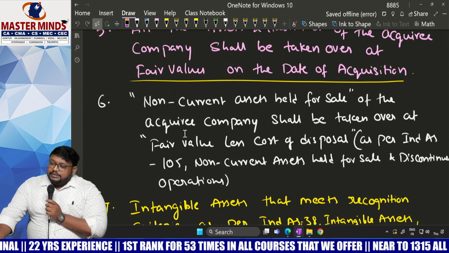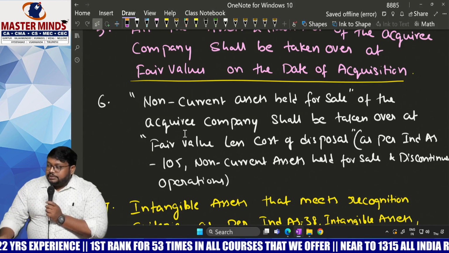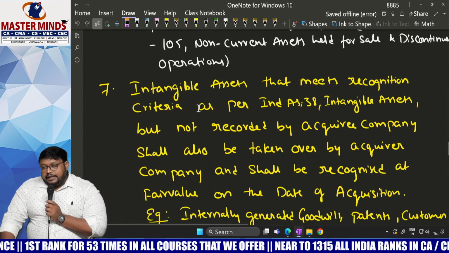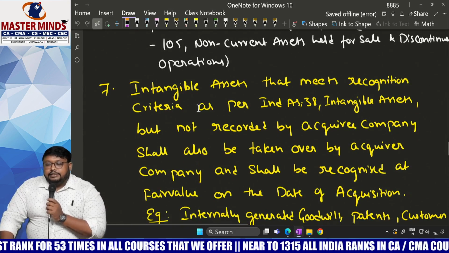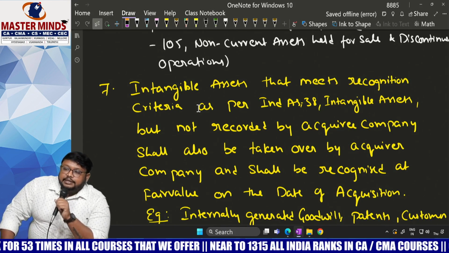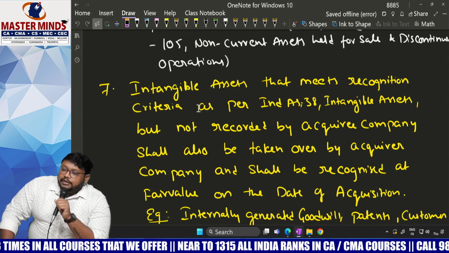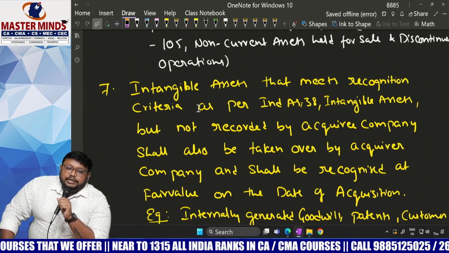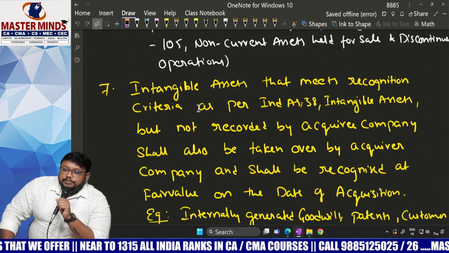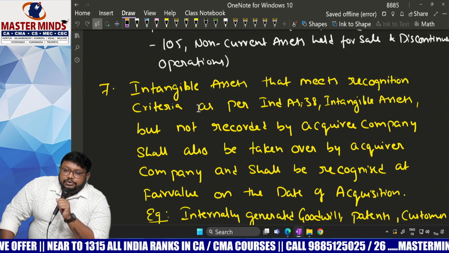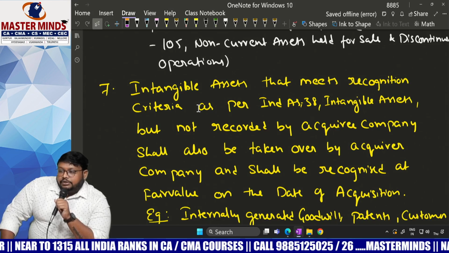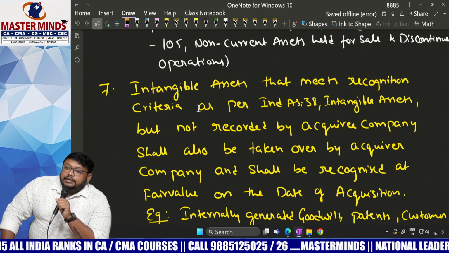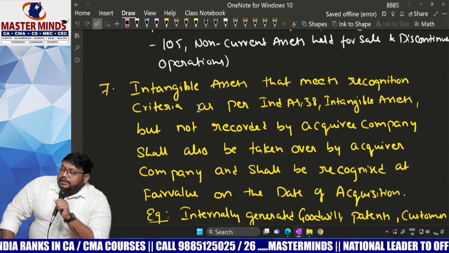Okay. There is no detailed brief on the exceptional rules here and there, but we will see that also. Next one, intangible assets. Intangible assets that meet the recognition criteria of Ind AS 38 but are not recognized by the acquiree shall also be taken over by the acquirer at fair value on the date of acquisition. Examples are internally generated goodwill, patents or customer lists. Such kinds of intangible assets can be recognized by the acquirer at fair value.